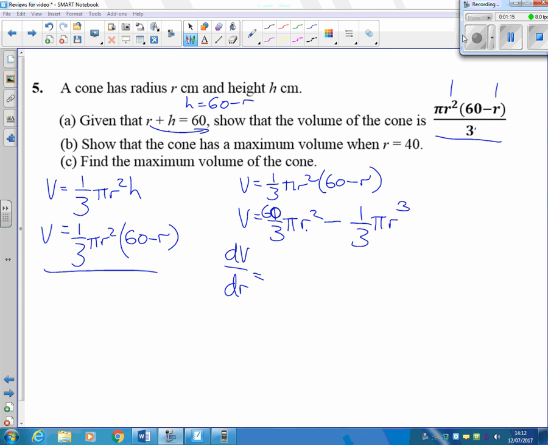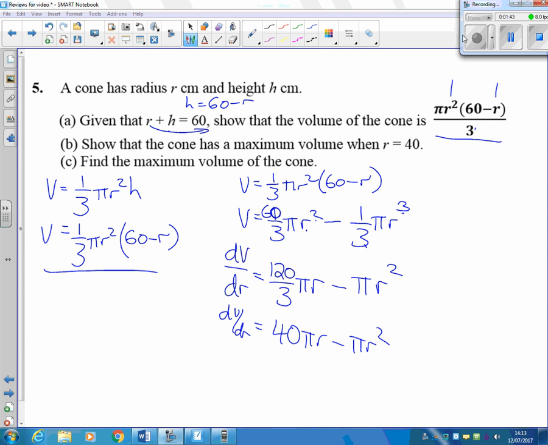So this r squared here, we've got a 2, so we're going to times this by 2. I've got 120 over 3 pi r, minus times in by 3 here. Well, a third times 3 is just the 1, so we get pi r squared there. And that tidies up even better, really, doesn't it? I've just got 40 pi r take away pi r squared.